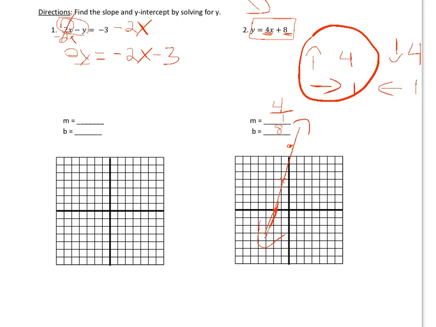Since it's negative 1y, I divide everything by negative 1. Everything on both sides. So these negatives cancel. I have y equals. These negatives cancel. So it's 2x. And then these negatives cancel, so it becomes plus 3.